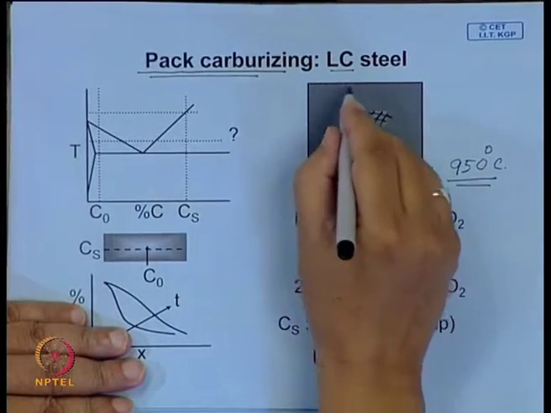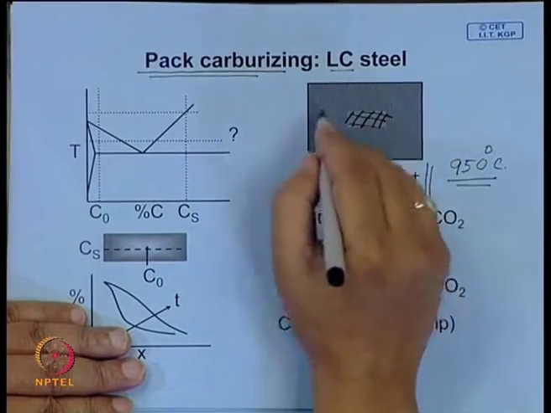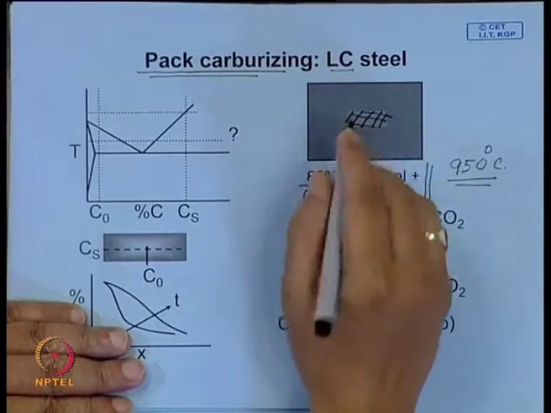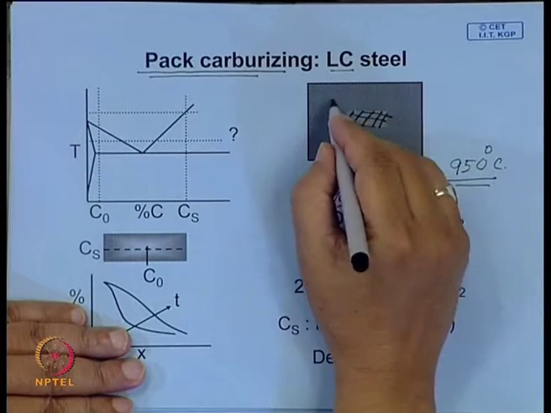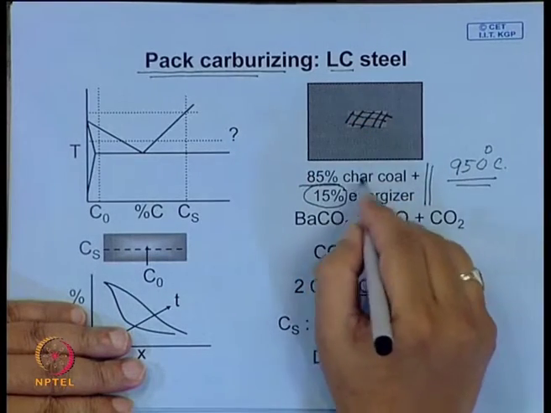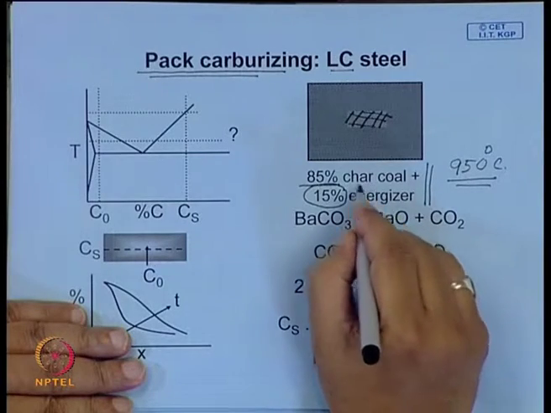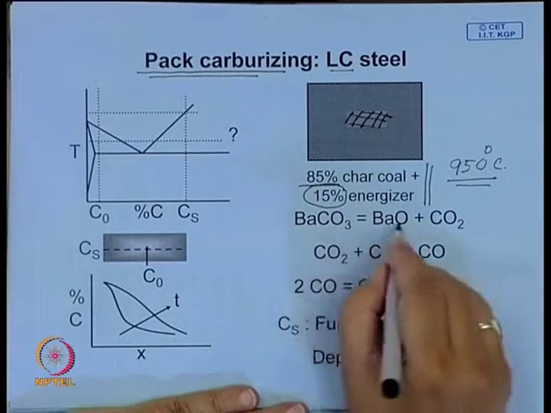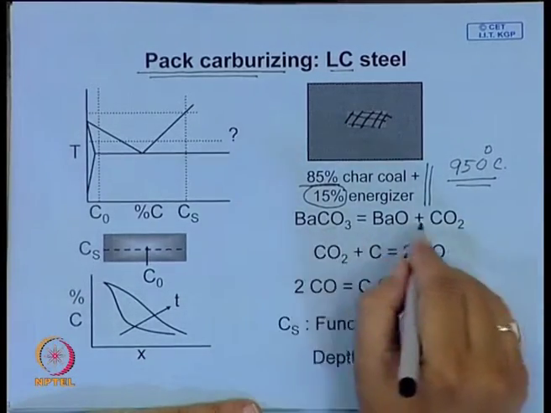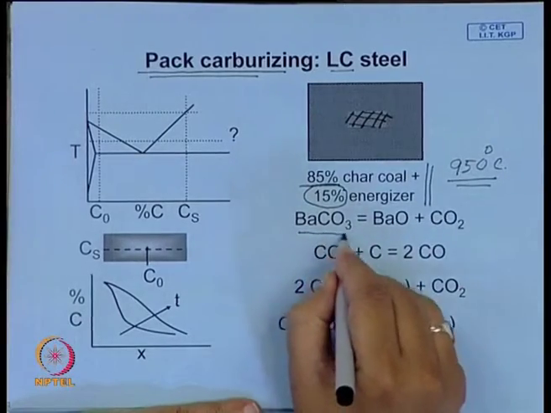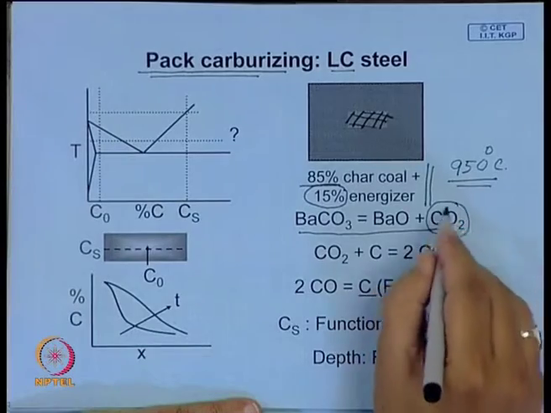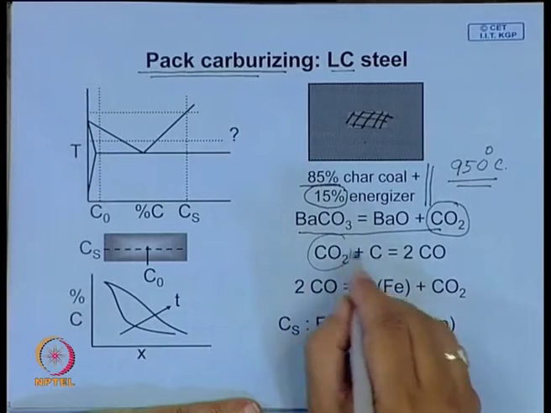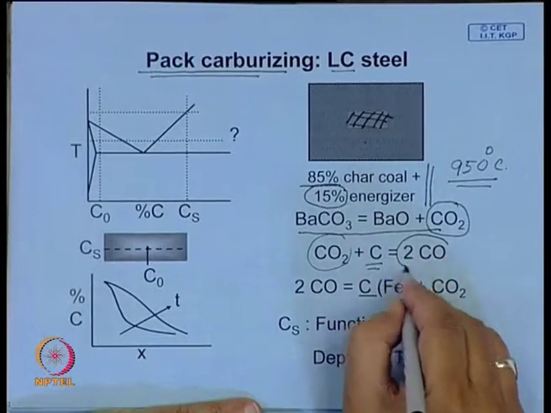The barium carbonate, and this is a packed bed, so you do not have enough oxygen. The oxygen is limited to the air trapped within the spaces between the charcoal particles and the energizer. So, how do you get this carburization? The barium carbonate decomposes, and you do not have enough oxygen here. The CO2, there is plenty of carbon, so CO2 will react with carbon to form carbon monoxide.